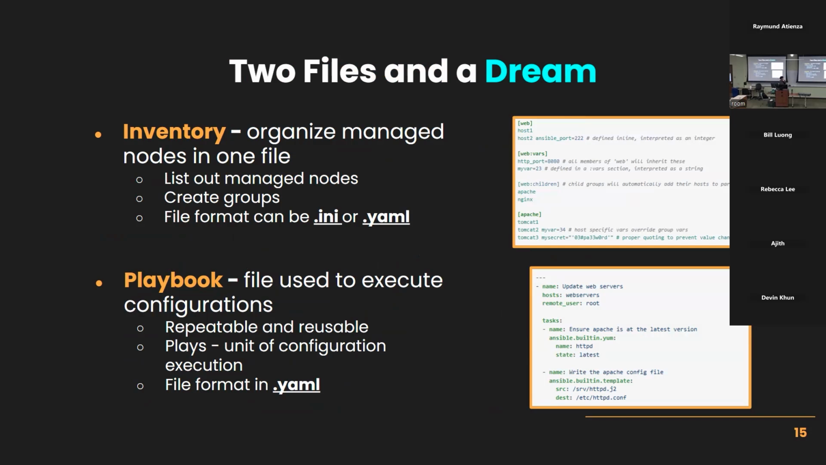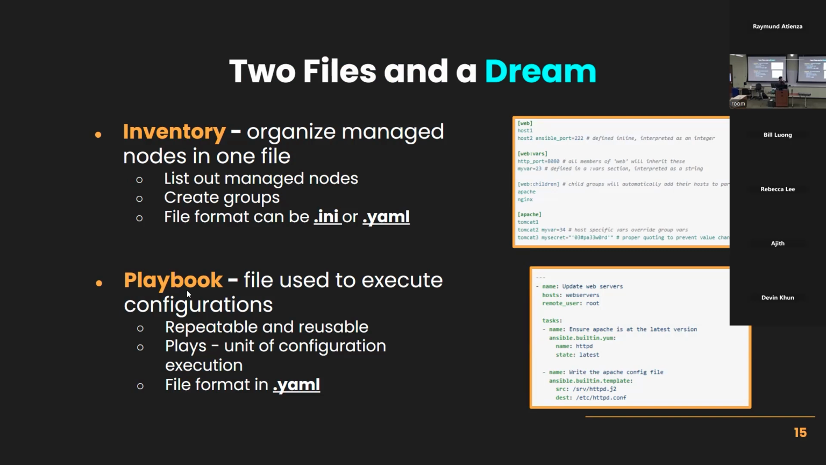Jumping forward from the Ansible command, it also involves two files. You have the inventory file, in which you list all your managed nodes, or all the servers you want to configure. All of that goes into one file. You have the ability to create groups and organize them out. I'll go more into it later.